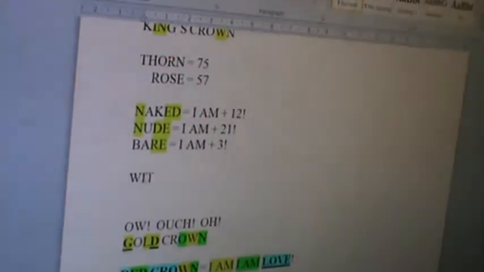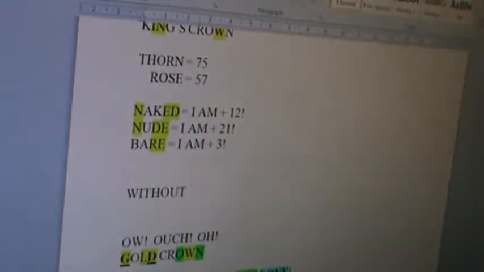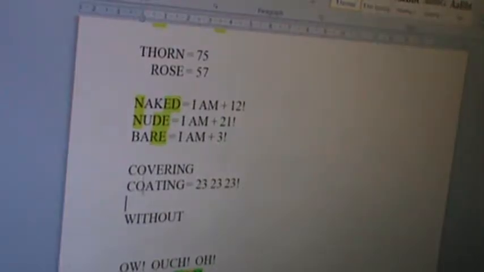Interestingly, this word "without," there's your I am at the front. I was just thinking of words like "without clothes" or a few other words that are just interesting. The word "coding" came to me the other day, a triple 23 perfectly, C-T-I-N, and then the word "ago."